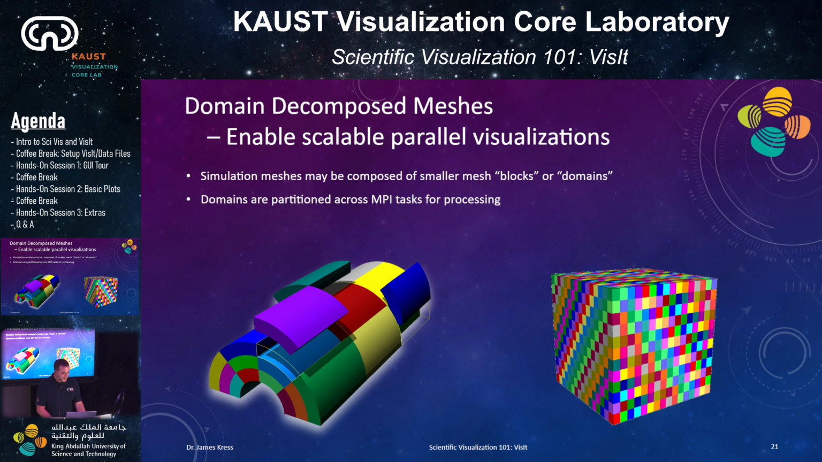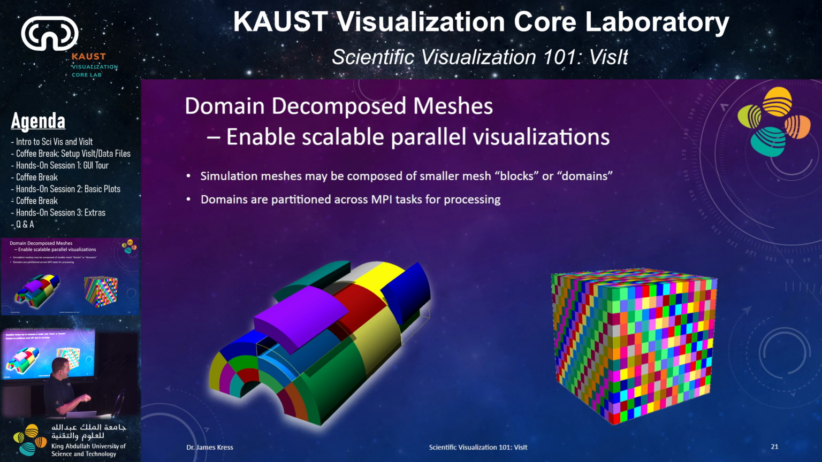So another important concept in VisIt is the idea of a domain decomposed mesh. And if you're working on Ibex or Shaheen, that's where this becomes important, is that you can then distribute this data across all of those different nodes. And in VisIt, they're calling this blocks or domains. So each one of these colors in both of these images is a domain. And those domains are then partitioned across MPI tasks for processing.